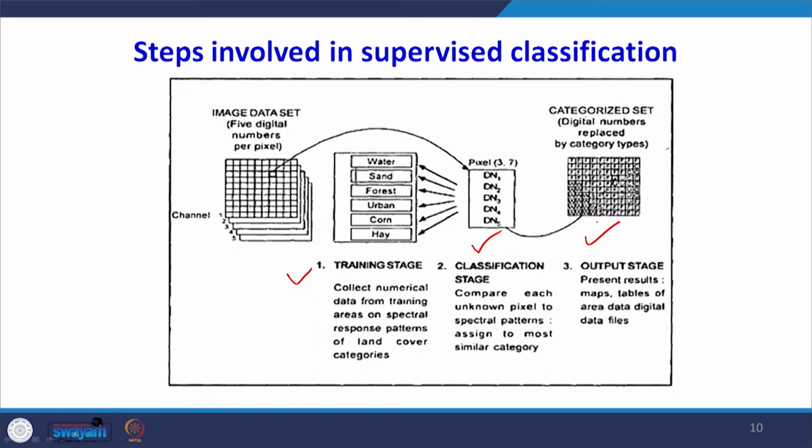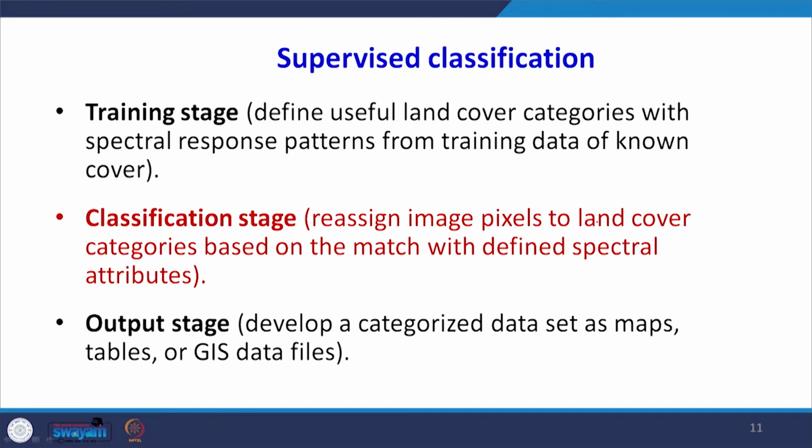So at the end I'll get a classified map, which is yet to be verified in the field. The accuracy has to be determined, but this is the process which comes out from the supervised algorithms. So there is a training stage, there is a classification stage, and there is an output stage.